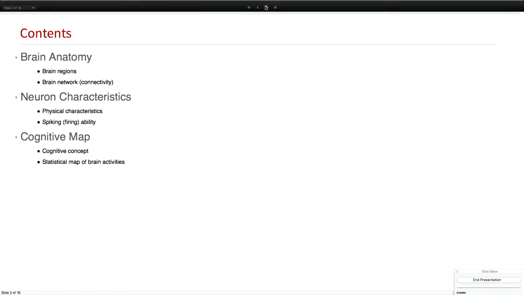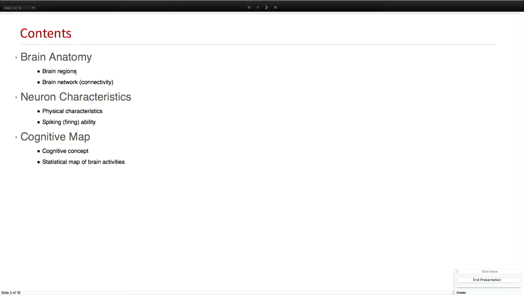So with a newly introduced set of data, we can access information on brain anatomy, neuron characteristics, and cognitive map. The first two sets of data describe the structure of the human nervous system, and the last one illustrates the functional aspect of the human nervous system. Starting off with brain anatomy, the brain is the central part of the nervous system, and the physical map atlas of the brain and network connectivity give us information about how our brain is wired in the nervous system.